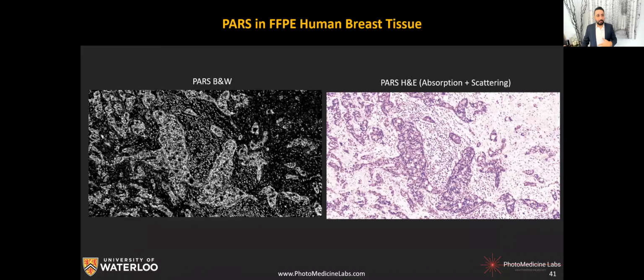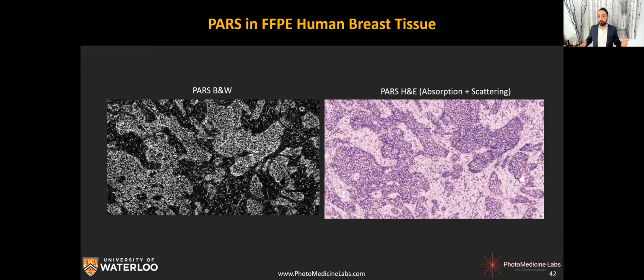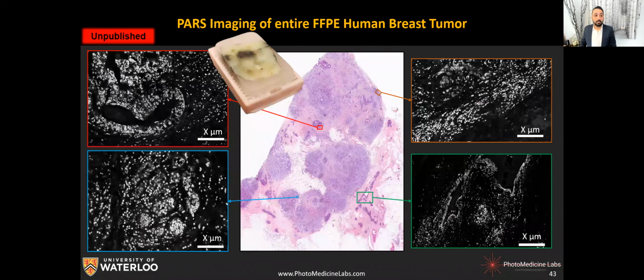As I mentioned, we can get black and white in PARS images. We can get PARS H&E-like images by taking advantage of both absorption and scattering, or by taking advantage of two absorptions, or even more excitation beams to go beyond H&E. I'm showing different images of human breast again to show that we can do both black and white and color versions.